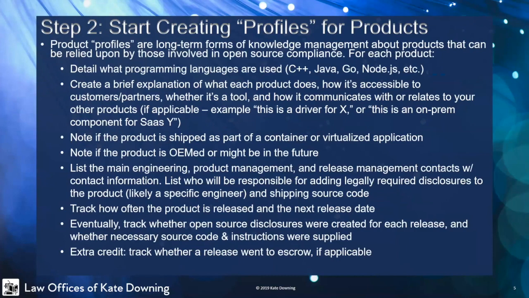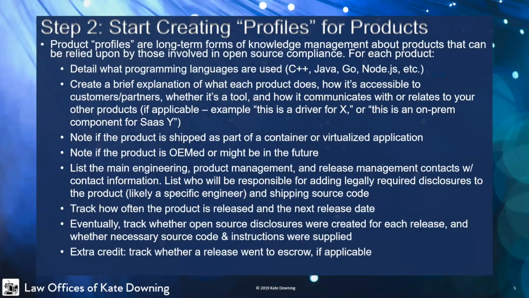Obviously, you'd also want to know all the main contacts for that product. Who is the main engineering contact, product management, possibly even release management. Because once you start going through an open source compliance process, you're going to be in contact with all of these people immediately about the items that you find.